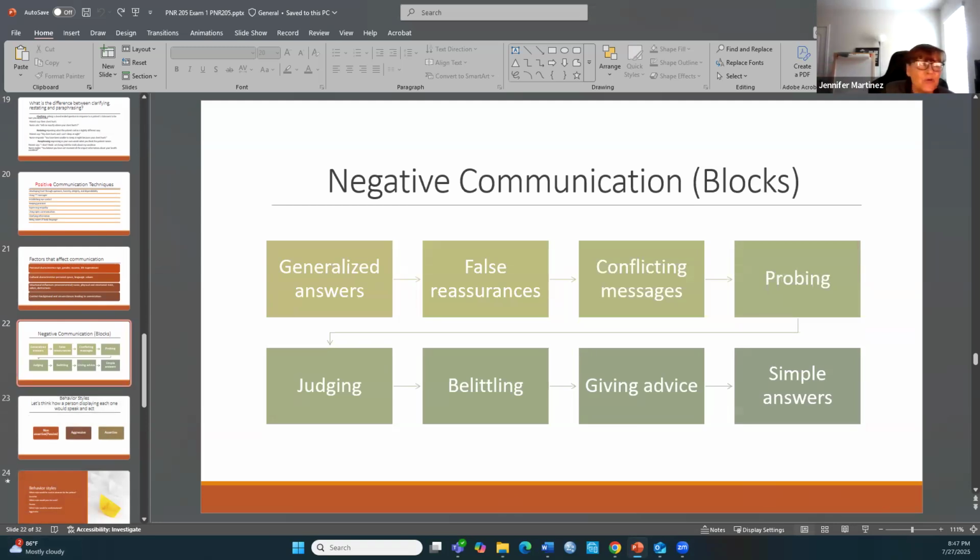Negative communication, or blocks, right? Generalized answers, false reassurances, like "Oh, everything's going to be okay," probing, judging, belittling. Why don't we give advice? It might go wrong, and they'll look at us for answers. It might go wrong, absolutely.